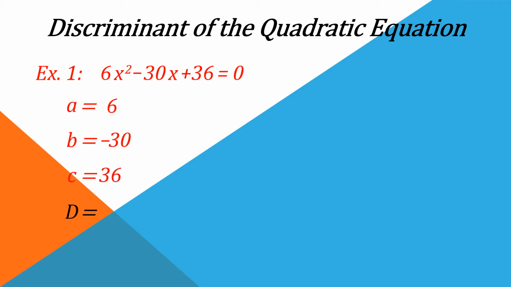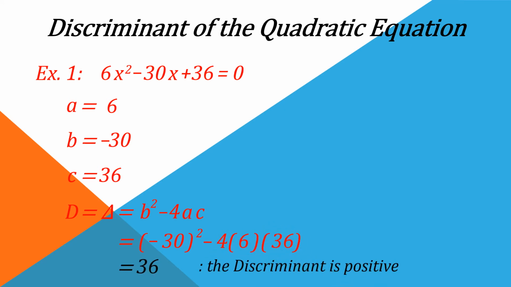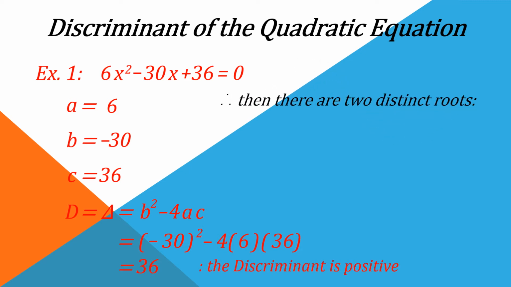Solving for the discriminant, D equals delta equals b squared minus 4ac. Substitute the values of a, b, c. It is equal to negative 30 squared minus 4 multiplied by 6 multiplied by 36, and it is equal to 36. The discriminant is positive. Therefore, we have two distinct roots.